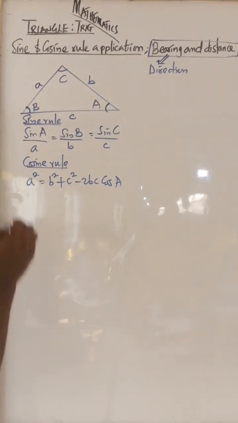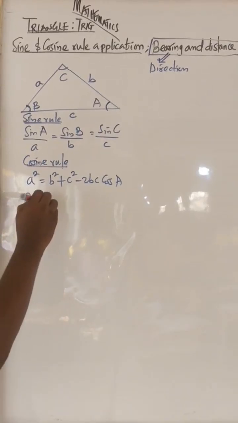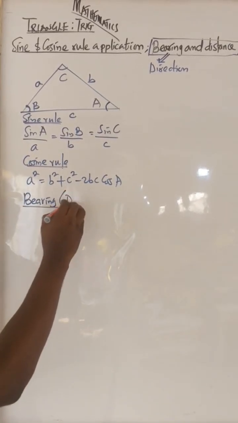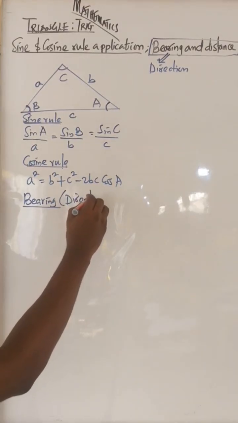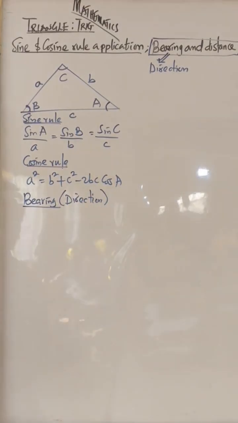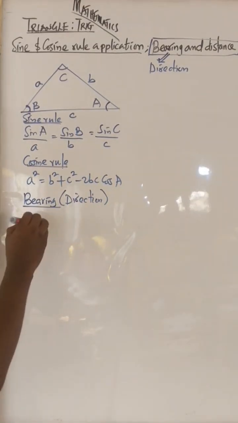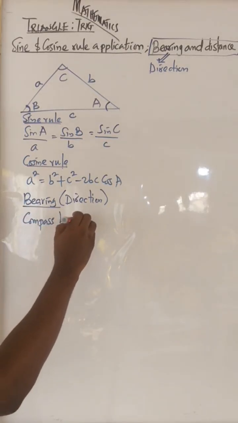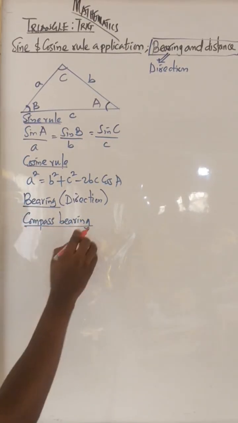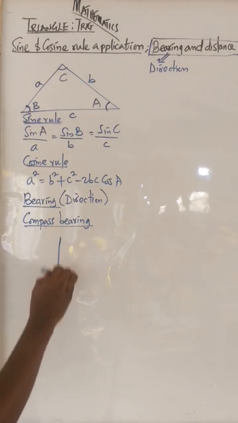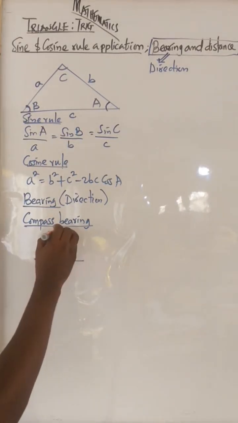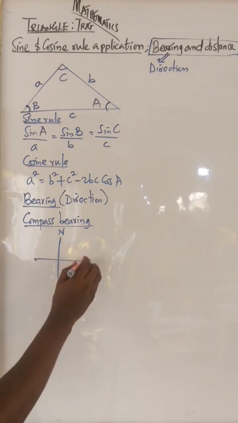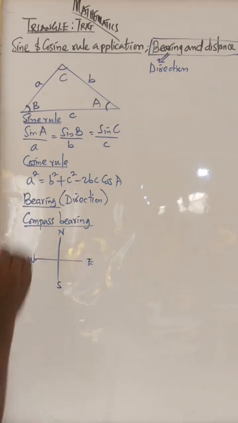First, bearing. Bearing means direction. Bearing in mathematics can be in 2 forms. The first one is the compass bearing. For compass bearing, we use the cardinal points. And we know basically we have 4 cardinal points. We have the north and south. We have east and west. This is east and this is west.